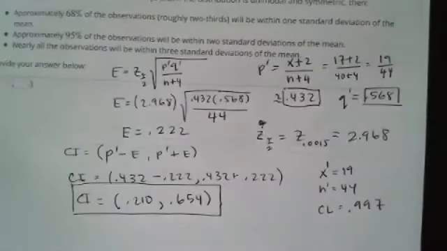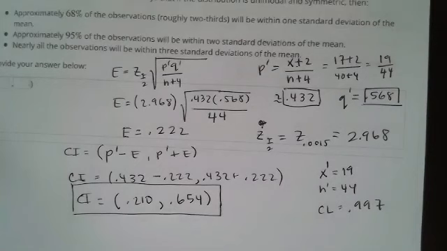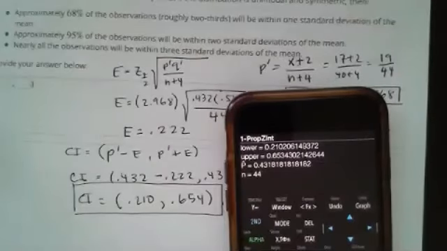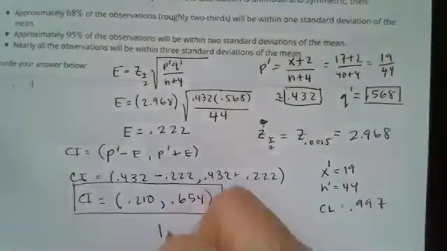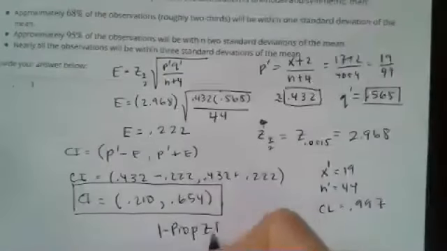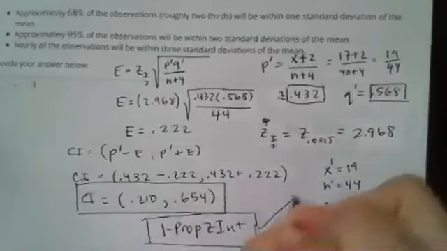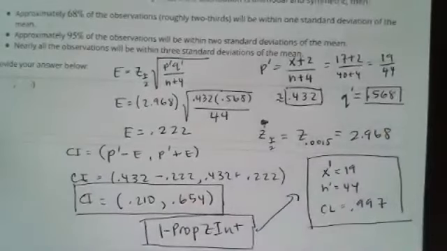To check, we do stat, test, 1 prop z int, and we would do 19 over 44, and then the confidence level would be 0.997, and then just calculate. So you could have also done this. There's more than one way to skin a cat. So there are two ways to do it. That's it for number 11.